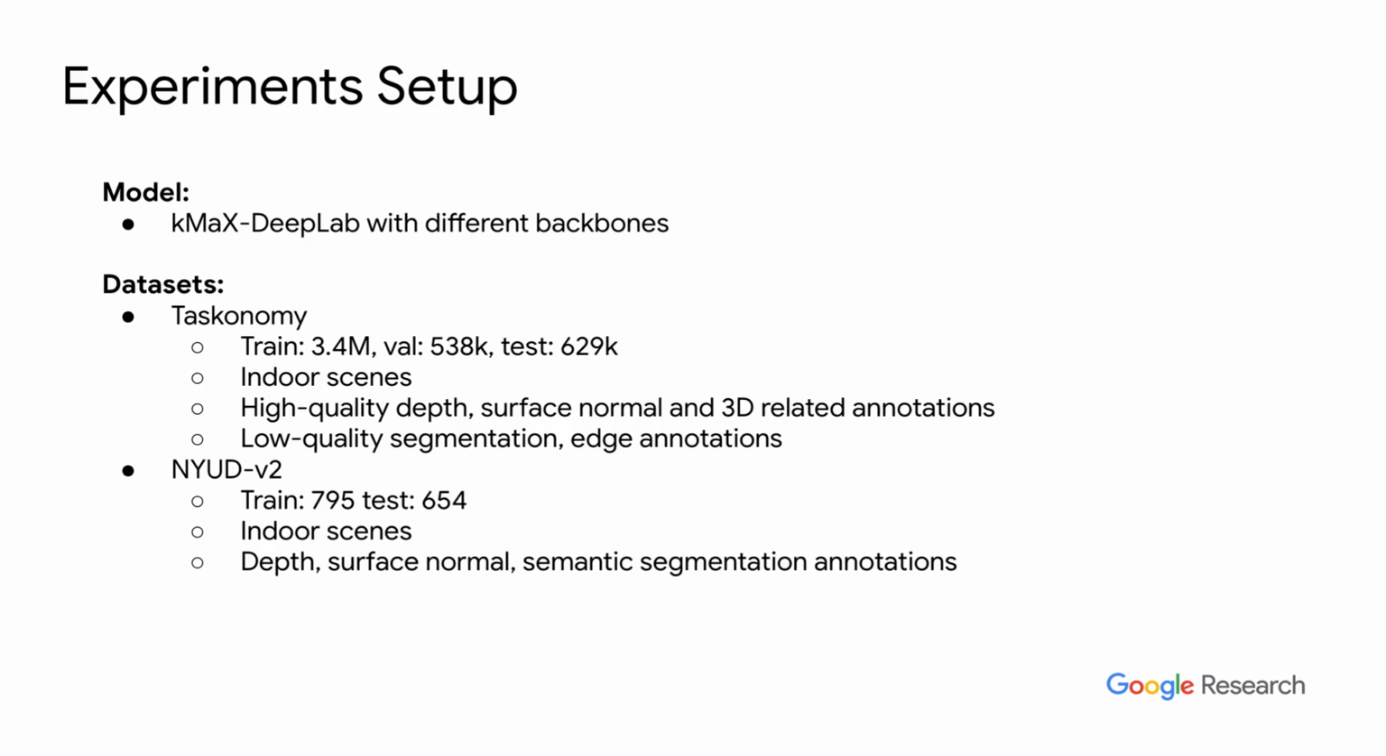So we set up our experiments as follows. We use K-Max DeepLab with different backbones as our model, and we mainly use Taskonomy and NYU v2, these two indoor datasets, as our training datasets, and use NYU v2 for evaluation. We found Taskonomy provides a large-scale, high-quality dataset with high-quality depth and surface normal ground truth. But unfortunately, the segmentation maps provided in the dataset have low quality, and we also propose to provide segmentation labels using our model. We're going to show that later.